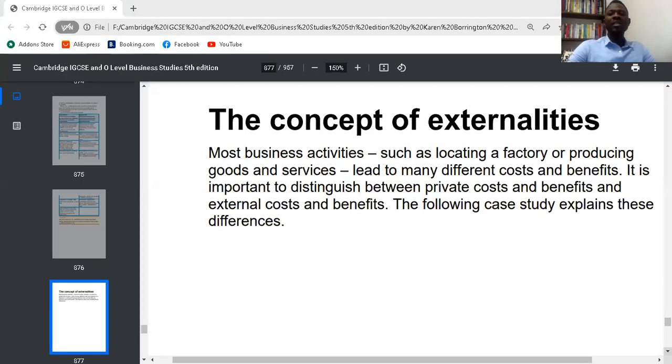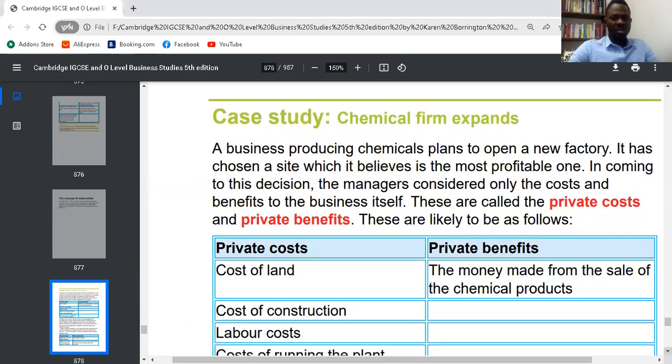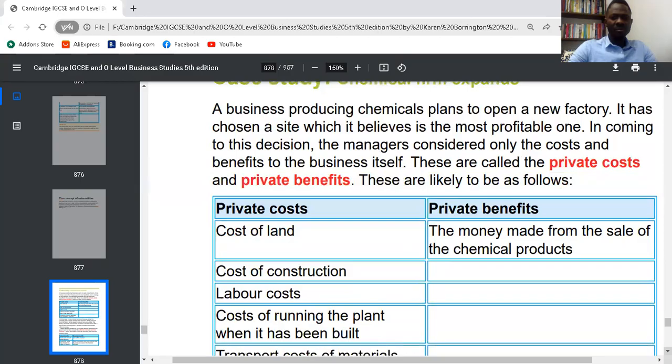We go to the concept of externalities. Most business activities, such as locating a factory or producing goods and services, lead to many different costs and benefits. It is important to distinguish between private costs and benefits and external costs and benefits. The following case study explains it. Well, we're not going to go through the case study. Well, let's just read it.